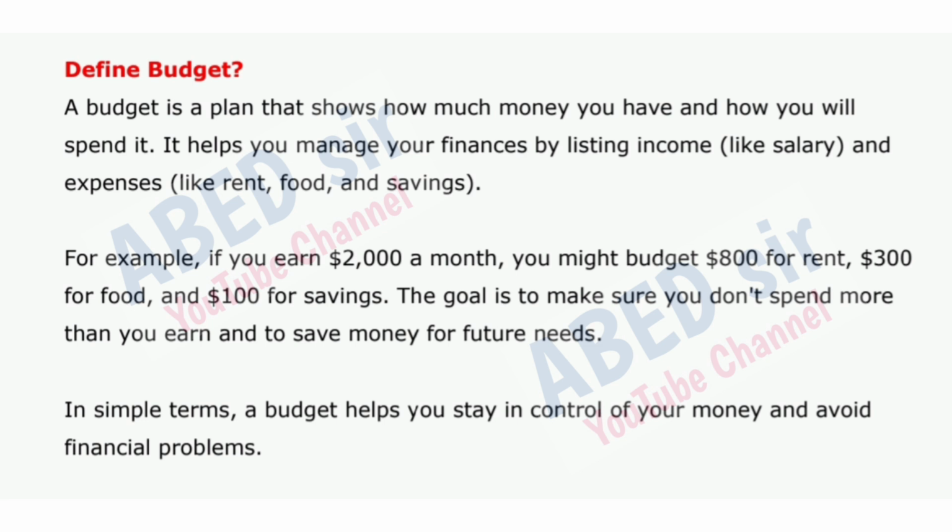For example, if you earn $2,000 a month, you might budget $800 for rent, $300 for food, and $100 for savings. The goal is to make sure you don't spend more than you earn and to save money for future needs. In simple terms, a budget helps you stay in control of your money and avoid financial problems.